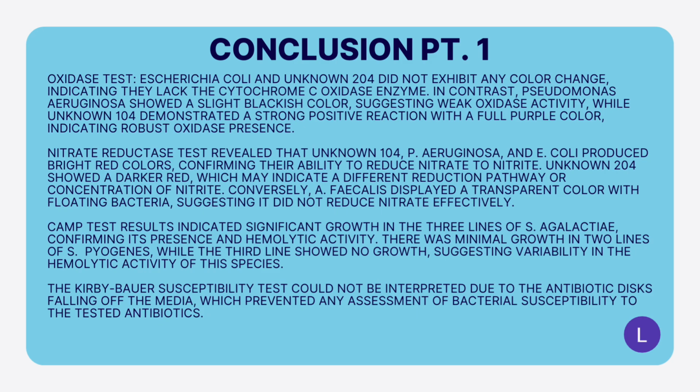CAMP test results indicate significant growth in the three lines of S. agalactiae, confirming its presence and hemolytic activity. There was minimal growth in two lines of S. pyogenes, while the third line showed no growth, suggesting variability in the hemolytic activity of this species.